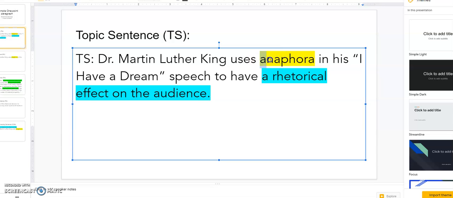So I highlighted the rhetorical device anaphora in yellow. And why does he use anaphora? To have a rhetorical effect on the audience. Remember, in your topic sentence, you're going to want to include the name of our speaker, Dr. Martin Luther King, and the title of the work. In this case, I Have a Dream. And it's a speech, so you want to say that.